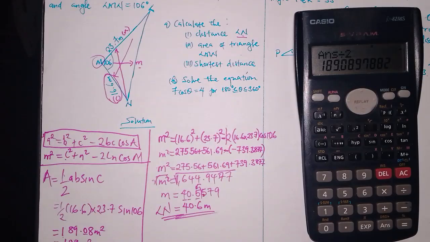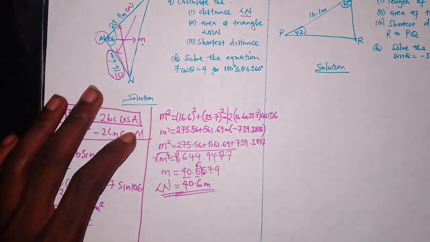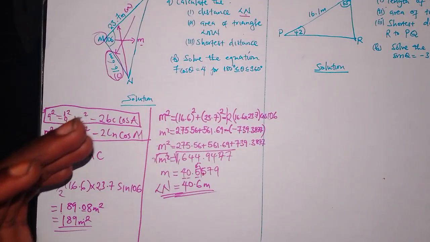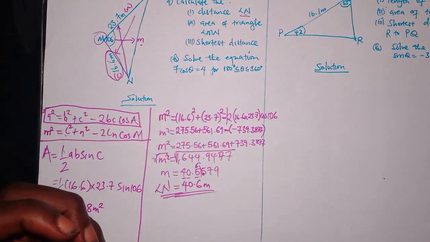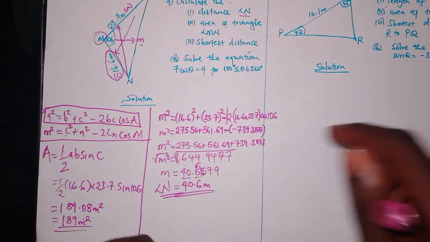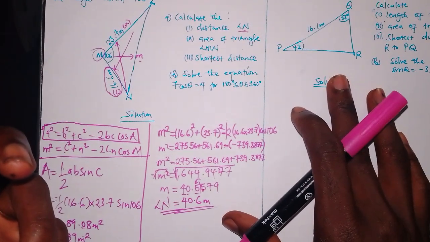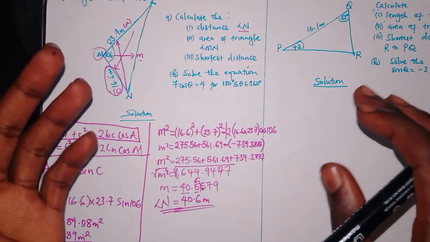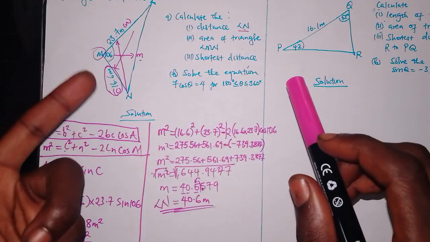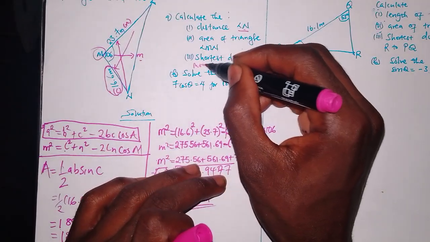So that's how you calculate the area on trig. Now the final part that we'll look at in this video. Sorry, we didn't have time to look at the sine rule, but in our next class we are going to discuss the sine rule. So the last part is saying calculate the shortest distance from M to LN. I forgot to write that. M to LN.